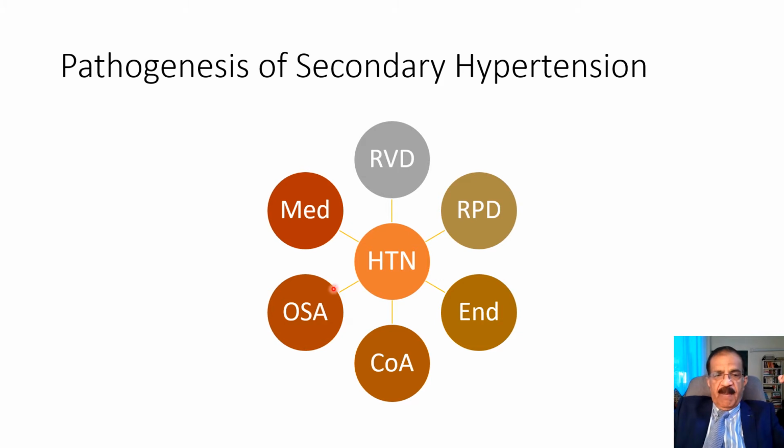Then obstructive sleep apnea, and this is another one. I think we now recognize obstructive sleep apnea as one of the causes of secondary hypertension. You could call it an exacerbator, but this can be called secondary hypertension. Then certain medications, and everything has a different pathogenesis. So every case is unique, not like normal essential hypertension.